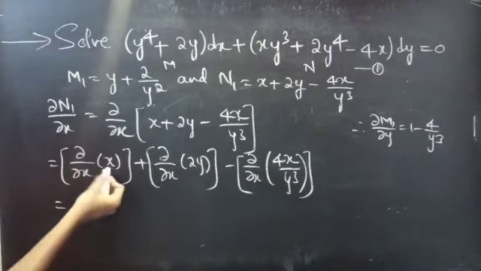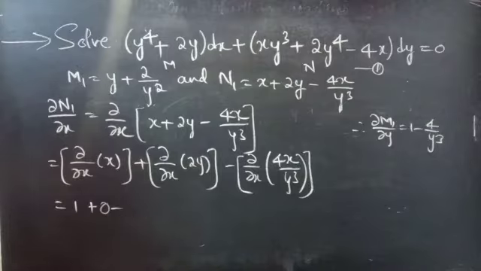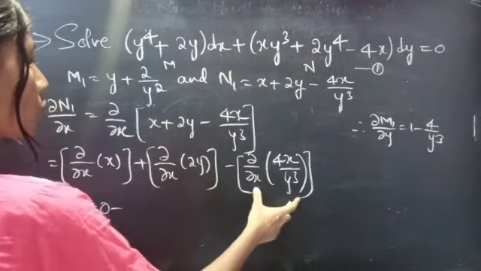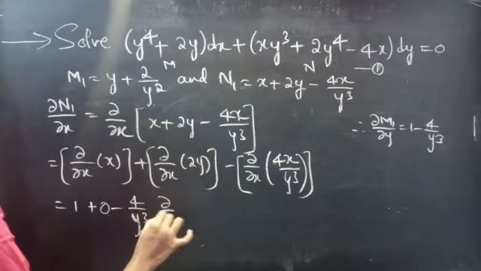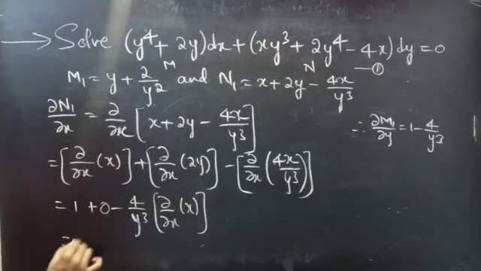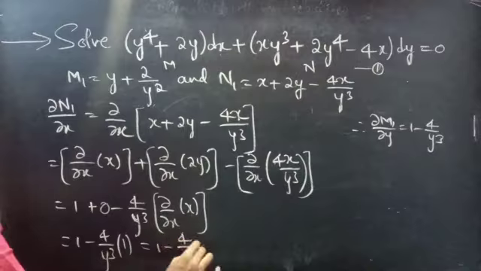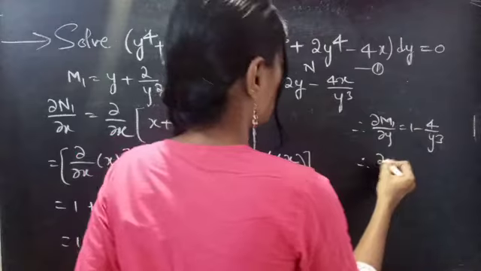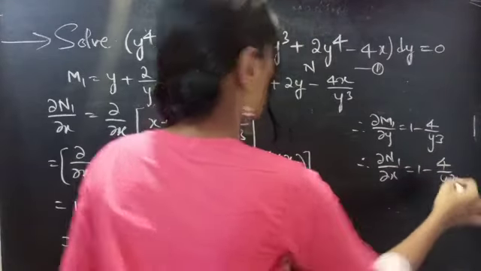This equals the partial derivative of x with respect to x, which is 1, plus the partial derivative of a constant with respect to x, which is 0, minus, here 4/y³ is a constant, so you can write this as minus constant into the partial derivative of x with respect to x. This equals 1 minus 4/y³ into the partial derivative of x with respect to x, which is 1, so it equals 1 minus 4/y³. Therefore, the partial derivative of N1 with respect to x is 1 minus 4/y³.